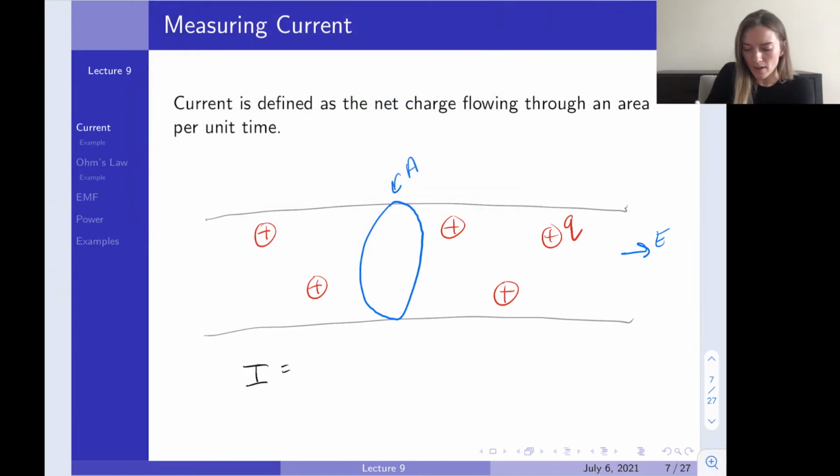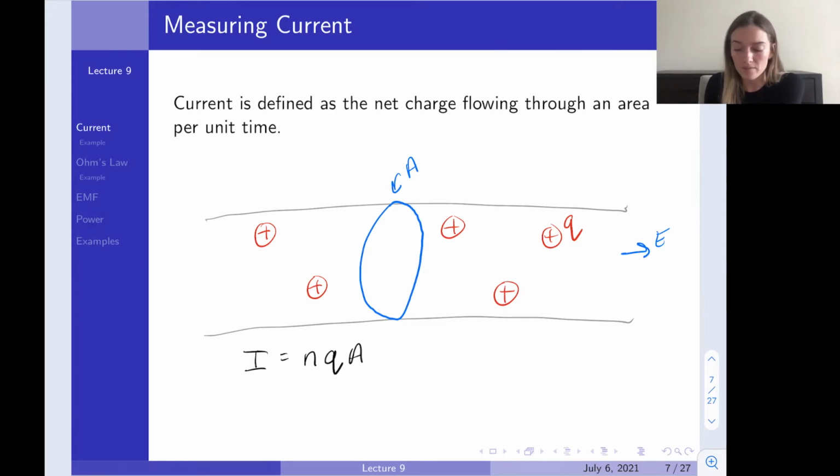So we can define current. If we want to find the net charge flowing through this area per unit time, we can write the current as the density of our charges, the number density per meter cubed. This number is typically going to be huge, on the order of 10 to the 28 or something like that, per meter cubed. We're going to take the number density of our conductor and multiply it by the charge on each particle, so times Q. Then we multiply by this area A, because we want to find out how many charges are moving through that area.